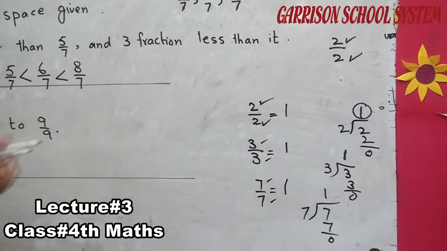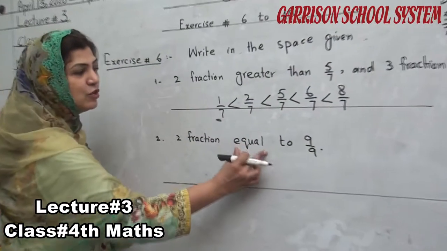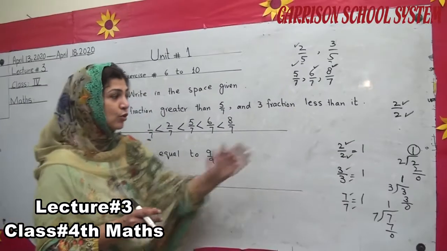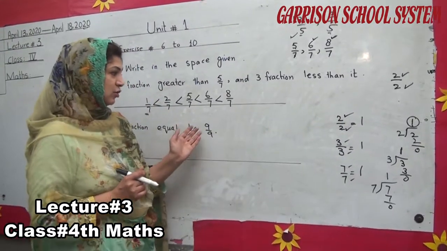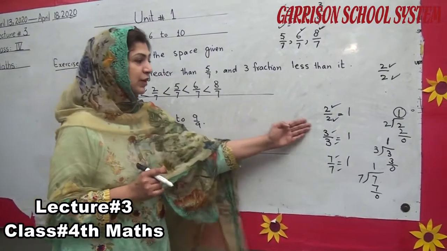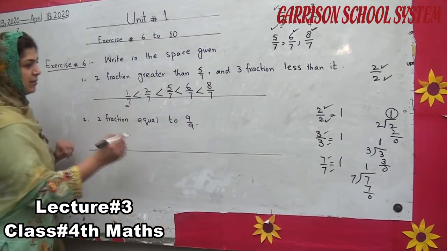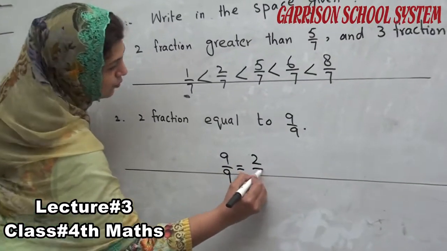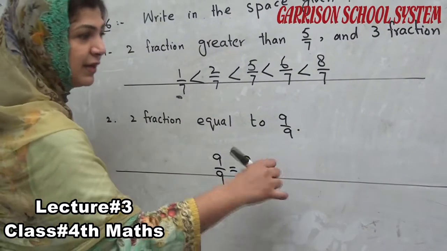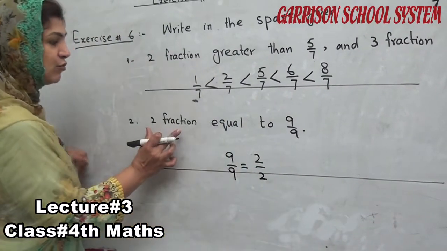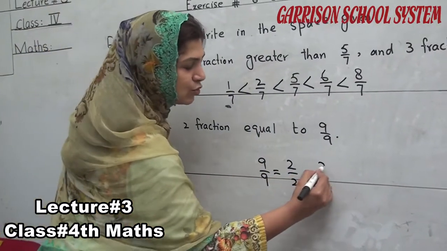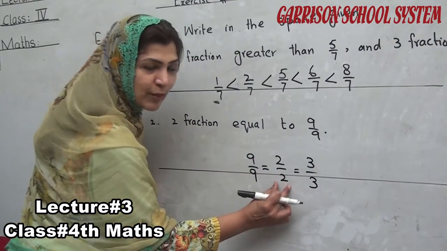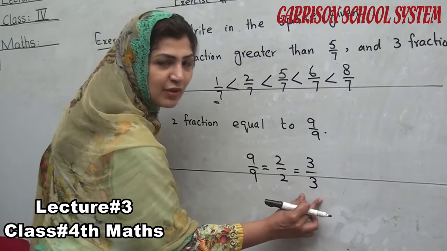In this case, when we have to write fractions equal to 9 by 9, we can write any number. 2 by 2 also is equal to 1, because 9 by 9 is equal to 1. 3 by 3 is equal to 1, so we can write any number. We can write here 9 by 9 is equal to 2 by 2, we can write 3 by 3, we can write 7 by 7. But we have to write just two fractions. So we can write here 3 by 3, because the answer of 9 by 9 is 1, the answer of 2 by 2 is also 1, and the answer of 3 by 3 is also 1.